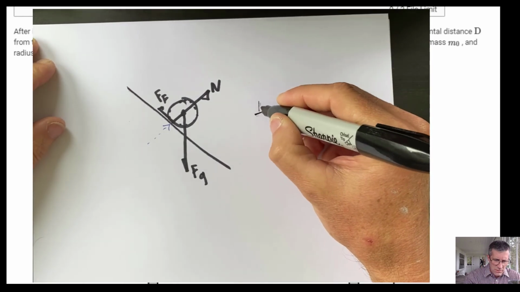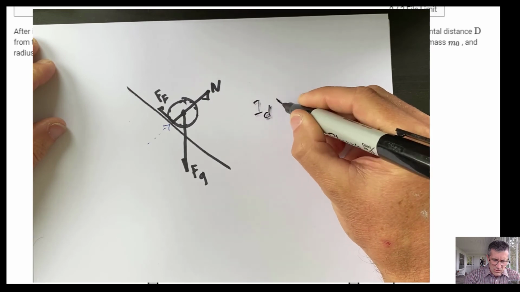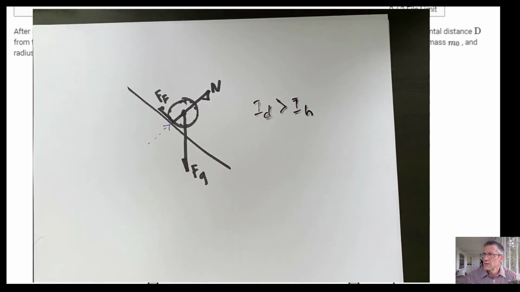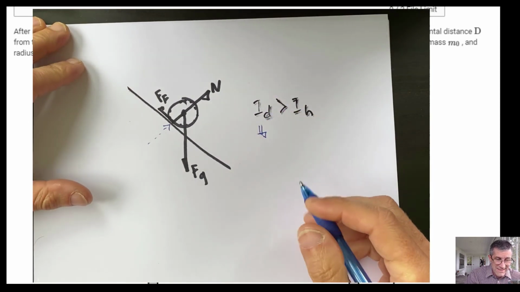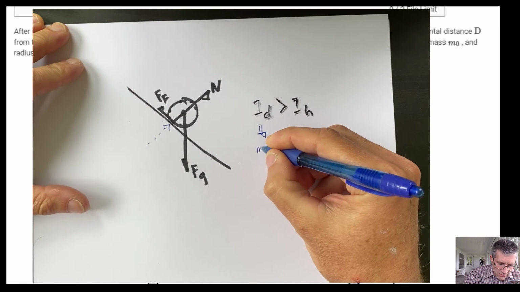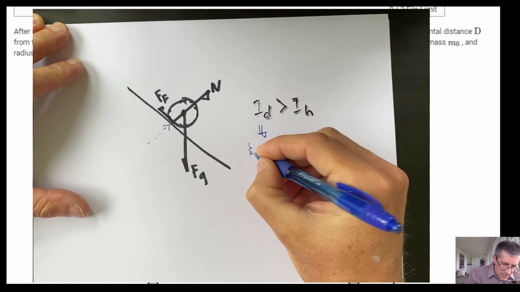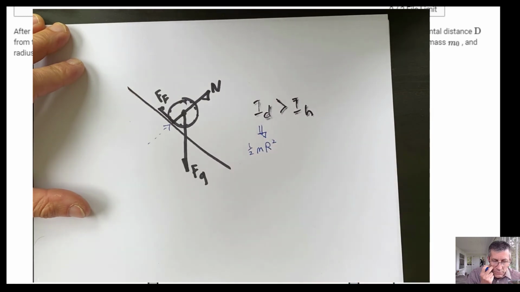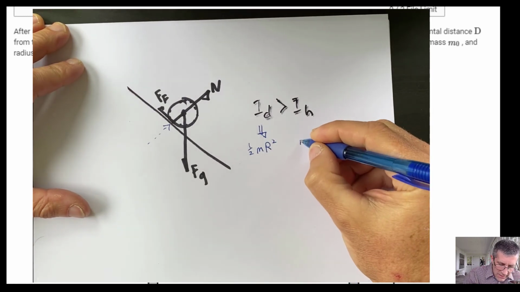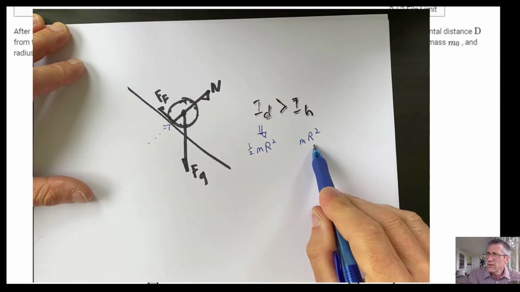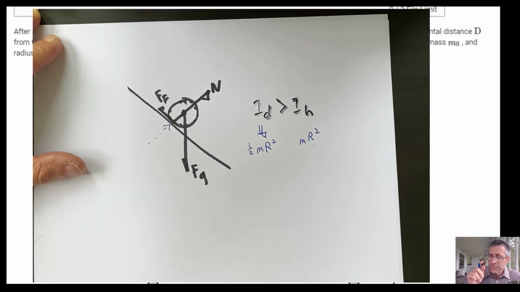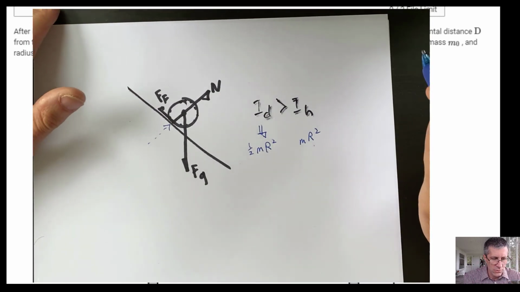Moment of inertia of the disk is greater than moment of inertia of the hoop. Well, let me think about this one for just a minute. It seems unusual to me. If you recall from our class, a disk had a moment of inertia of 1/2 mr squared. Moment of inertia of a hoop was mr squared. And they're telling me that the disk's is greater. Interesting. They're throwing you a little bit of a curveball here.